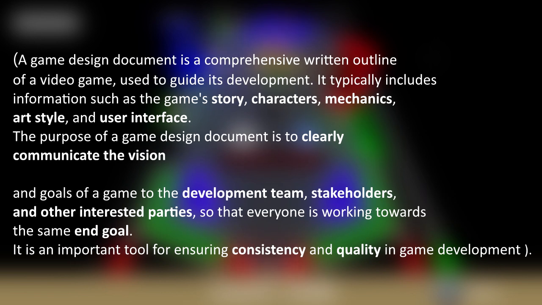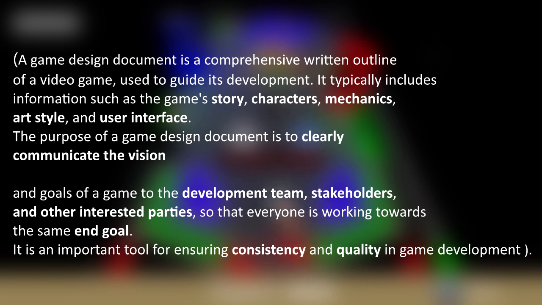Or look at it in this way: a game design document is a comprehensive written outline of a video game used to guide its development. It typically includes information such as game story, characters, mechanics, art style, and user interface. The purpose of a game design document is to clearly communicate the vision and goals of a game to the development team, stakeholders, and other interested parties, so everyone is working towards the same goal in the end. It's an important tool for ensuring consistency and quality in game development.